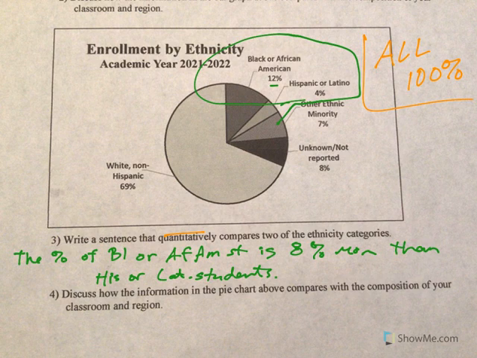You just want to find the difference between them. So it's an 8% difference in enrollment between Black or African American versus that of Hispanic or Latino, and the Black or African American is more. And that's what you need to project in your sentence. What are the two groups you're talking about, and what is the difference? That is the important piece.